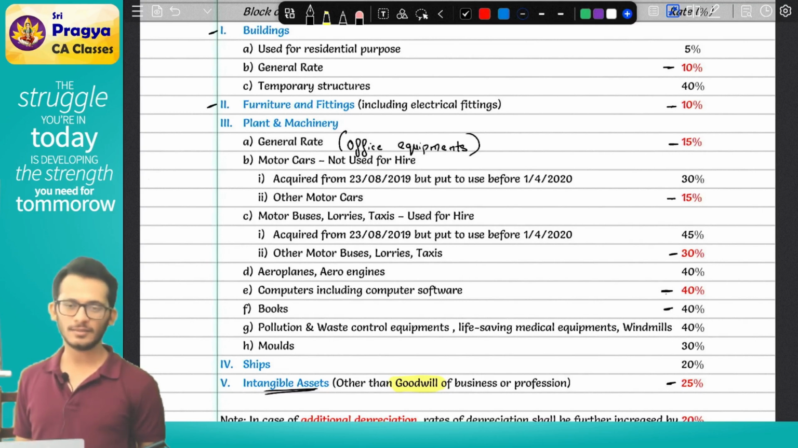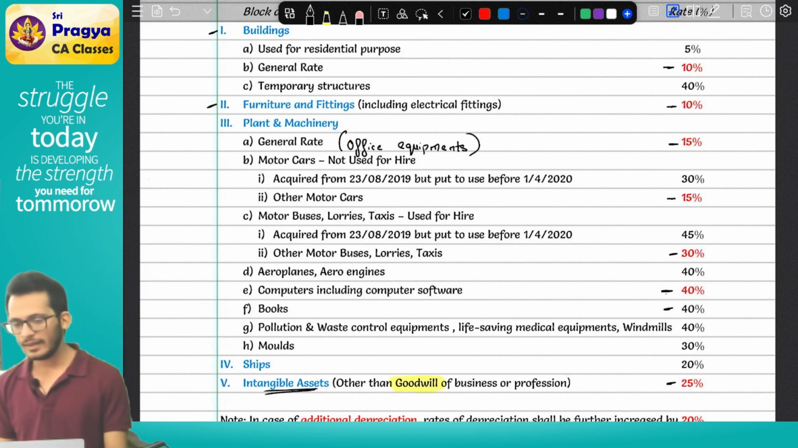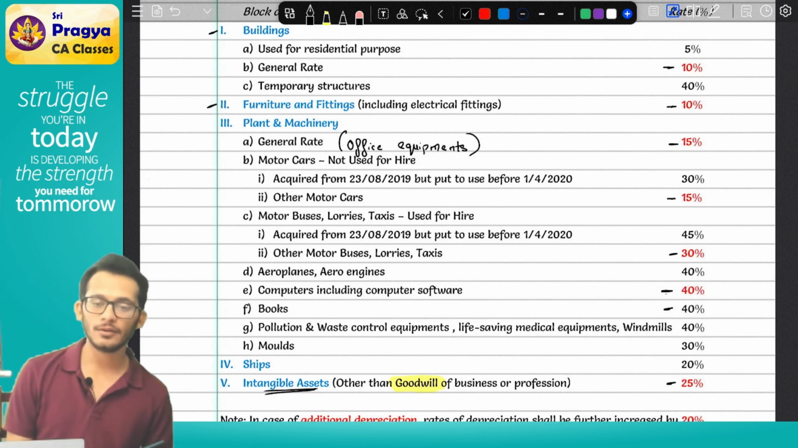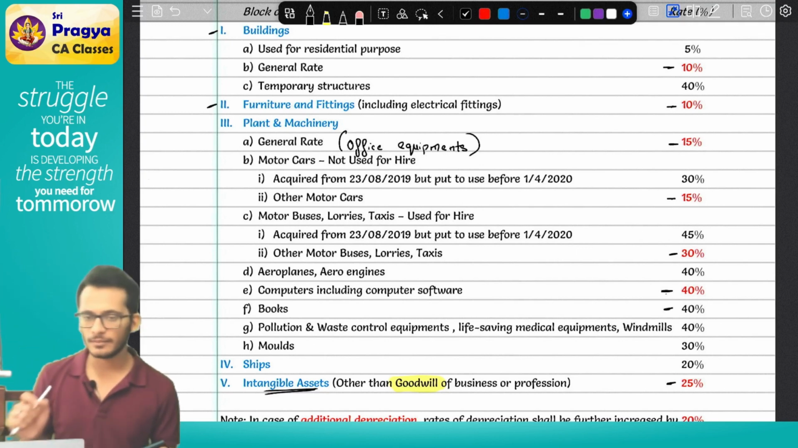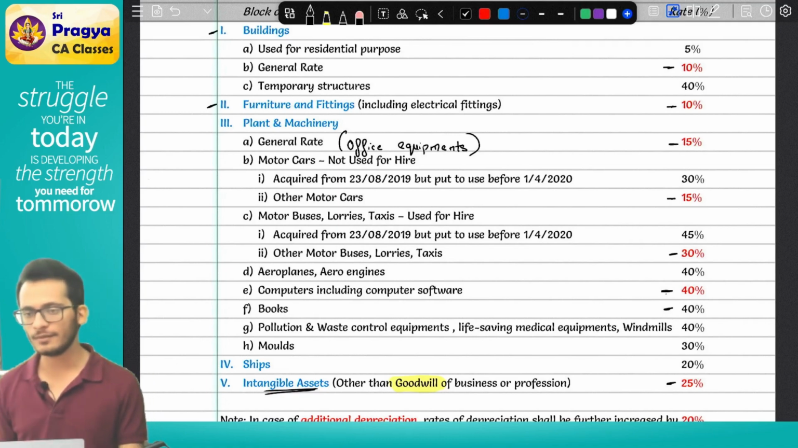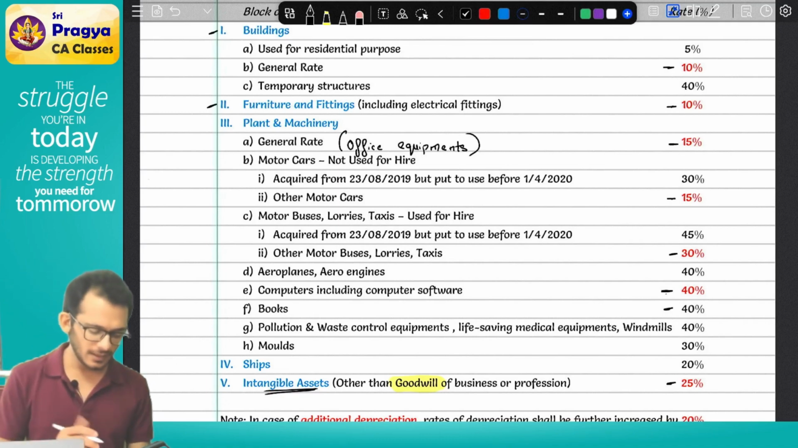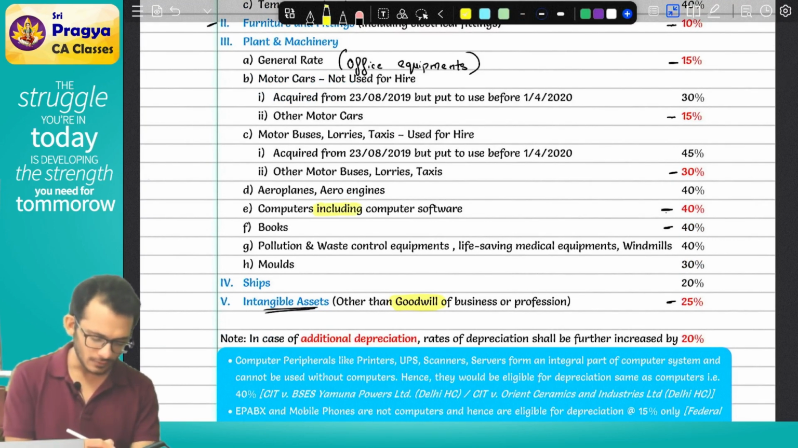Why is it not an intangible asset? Understand, the software which you bought, can you use it independently? No, you cannot use it independently. You need the computer for it to work, which means the computer is more important than the software. That is why even income tax comes and says it is computers including computer software.